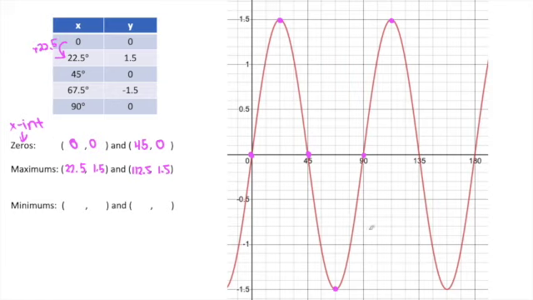Minimums, again, if you only graph one cycle, you only see one minimum. So you're going to have to graph another cycle to see a second minimum, okay? So 45, and we went over to 67.5, and we went down 1.5 to our minimum point. And then again, all you're going to do is go 135 plus 22.5 to get you to 157.5. And then down to negative 1.5 is your next minimum, okay? So this would be a max, a min, and a min.